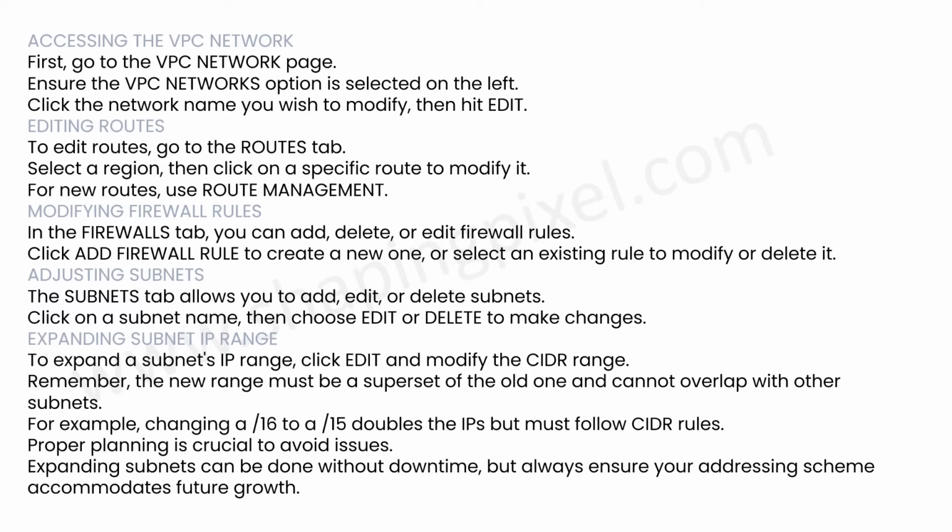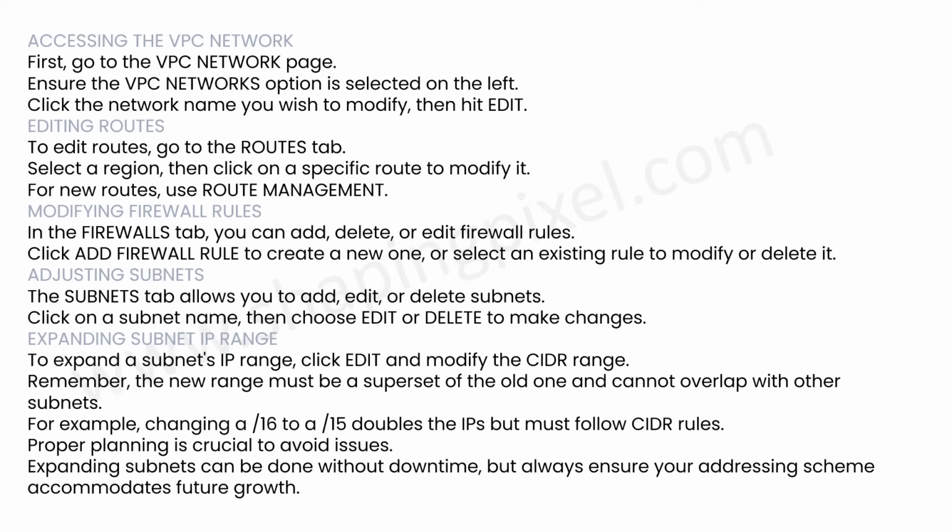As your networking needs evolve, you might need to modify your existing virtual private cloud or VPC. Let's see how. First, go to the VPC network page. Ensure the VPC network option is selected on the left. Click the network name you wish to modify, then hit edit. To edit routes, go to the routes tab, select a region, then click on the specific route to modify it. For new routes, use route management.